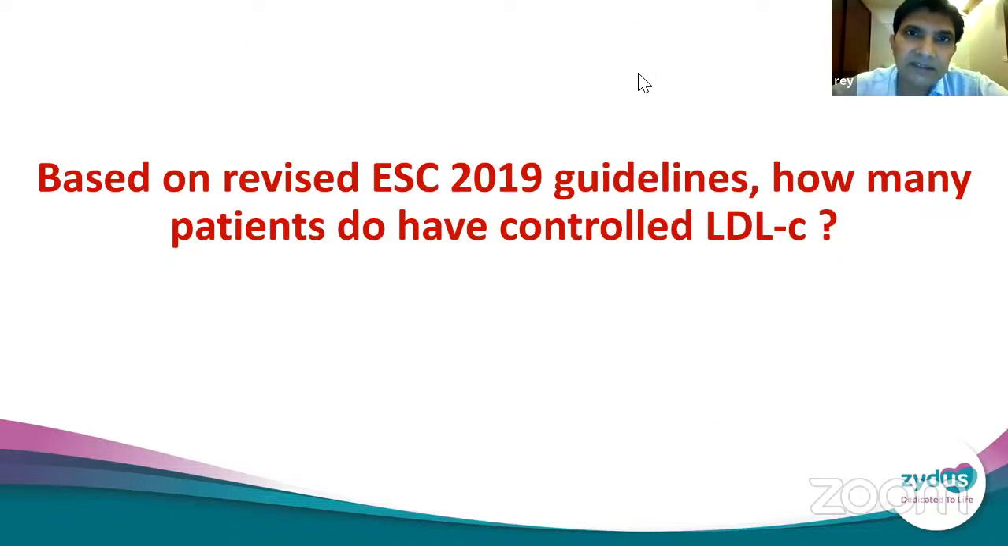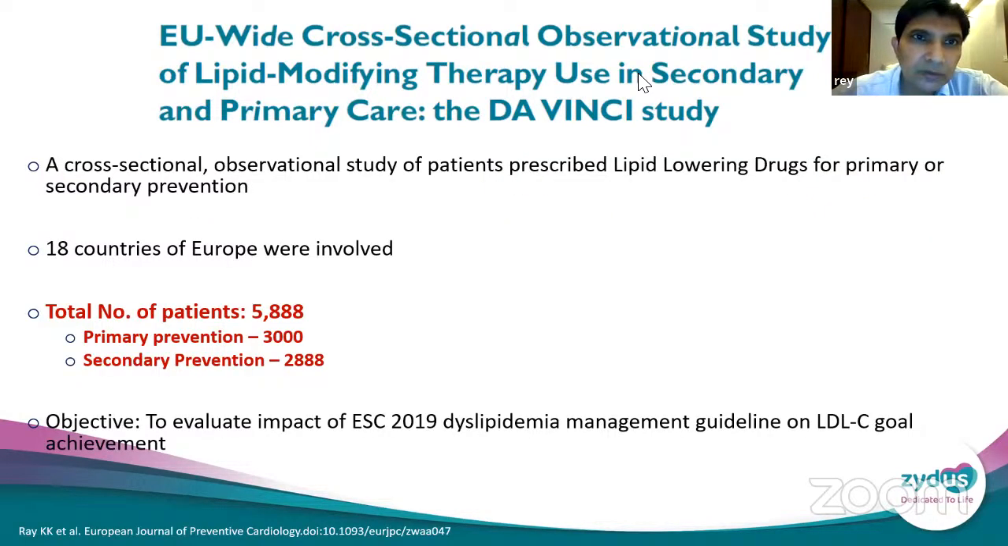Based on the revised ESC 2019 guidelines, how many patients have controlled LDL cholesterol? This is a cross-sectional observational study of patients prescribed lipid lowering drugs for primary and secondary prevention, in 18 different European countries, with more than 6,000 patients included. 50% were primary prevention and 50% secondary prevention.